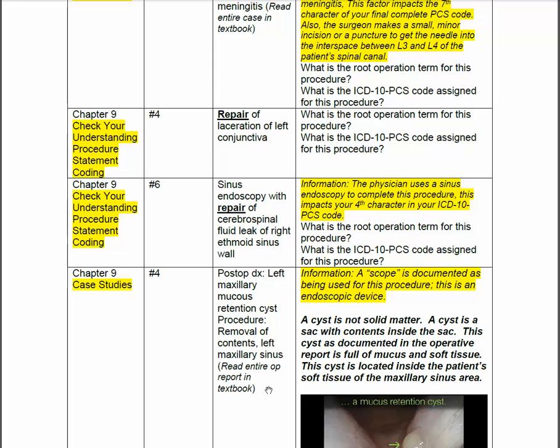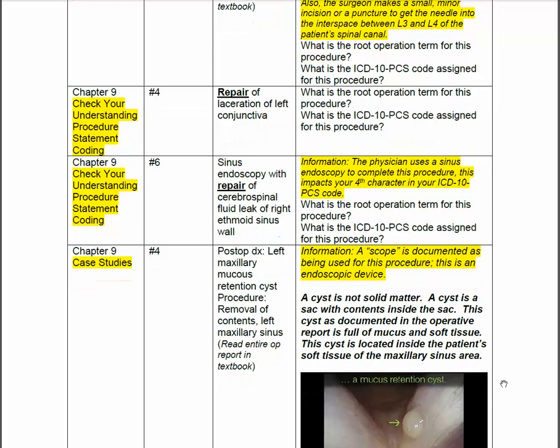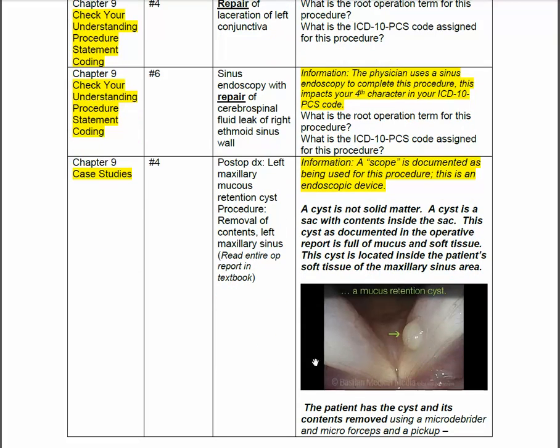It states in the operative report a 30-degree scope was then used to visualize the contents of the left maxillary sinus, which was photo documented. I also provided you a picture of a cyst. A cyst is not solid matter. A cyst is a sac, which typically contains some type of fluid or some type of mucousy-like material, and mucus is a type of fluid.